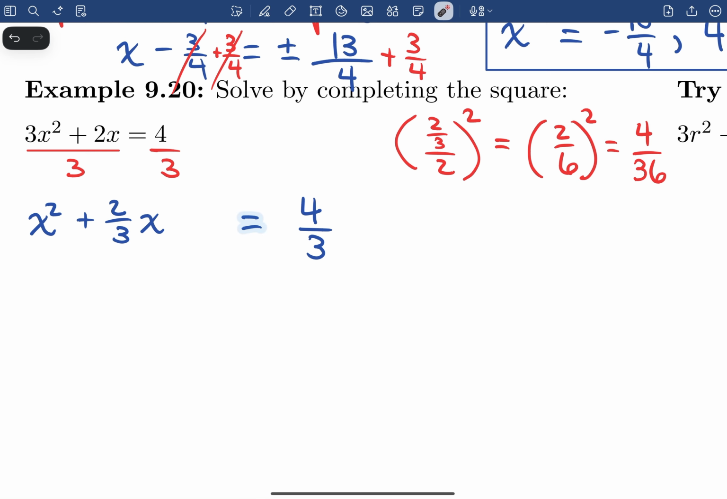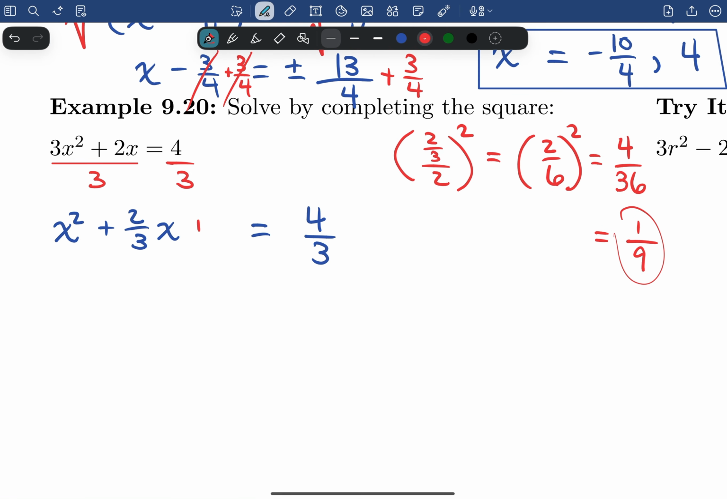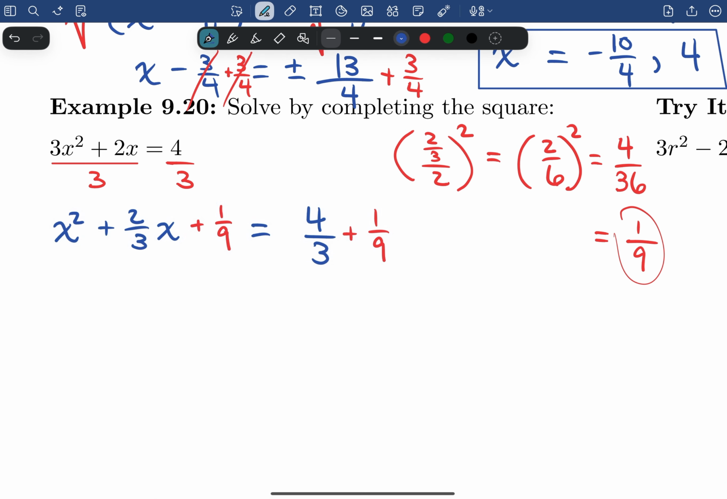If you want to, we could reduce it, right? Like 4 over 36, that's reducible. If I divide the top and bottom by 4, I get 1 over 9. So I'll use 1/9. Great. So I'm going to go over here. I'm going to add 1/9 to the left side and the right side of the equation, like that. I've created a perfect square trinomial, which always factors to a binomial squared. Here's my binomial squared. I'm setting up for it.